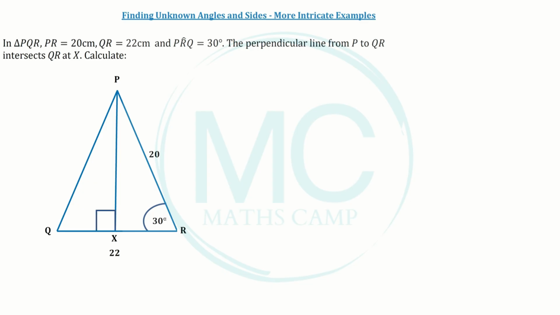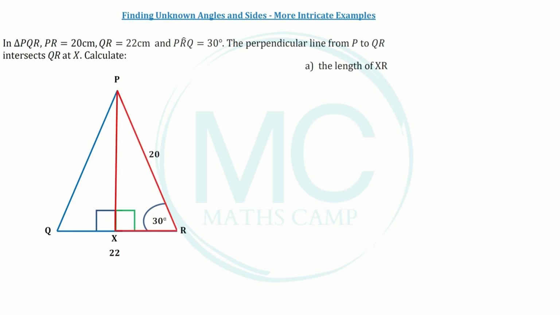Now we can start with part A. Calculate the length of XR. XR is part of the line QR. The question tells us that PX is perpendicular to the line QR, which means that the angle PXR is also 90 degrees, and we can mark this in green. XR is now one side of a right angled triangle PXR. So let's make these sides red.